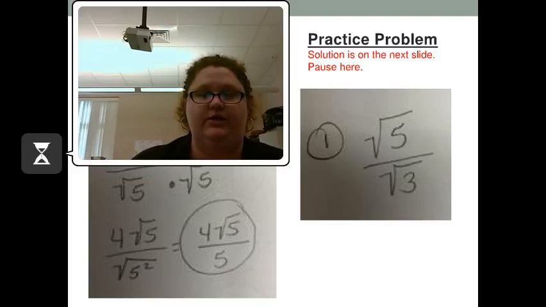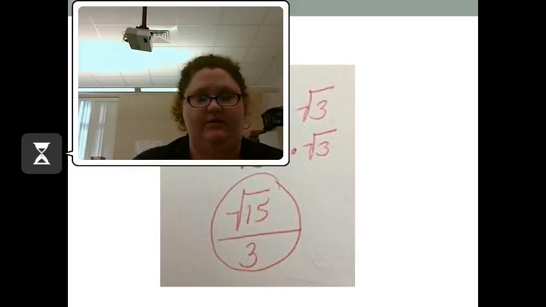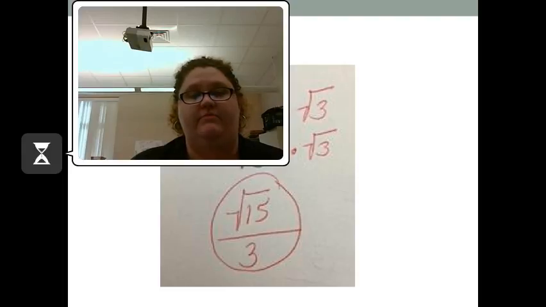So the solution here, again, since you have a radical in the denominator, you can't simplify anything. You're going to multiply your denominator by the square root of 3 because that's going to get rid of the radical sign. And what you do to the bottom, again, you have to do to the top. So the square root of 5 times the square root of 3 gives you the square root of 15, and the square root of 3 squared gives you 3.